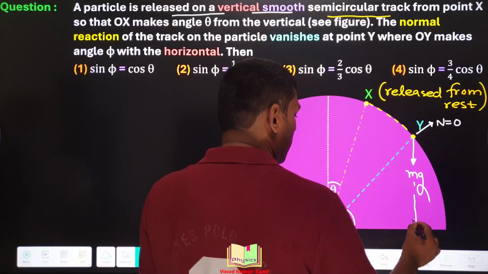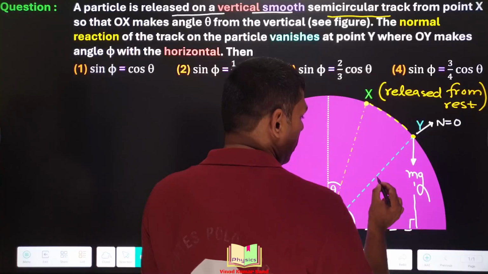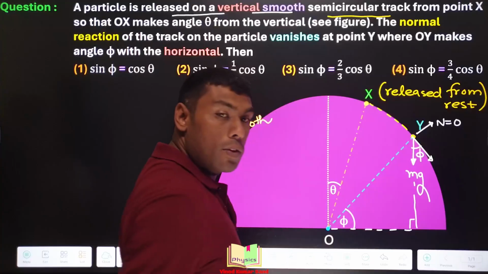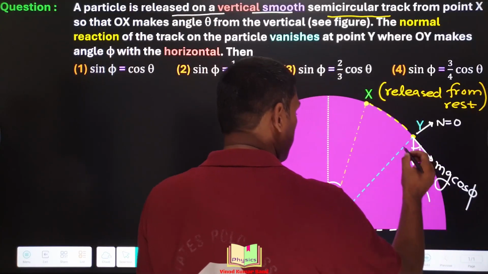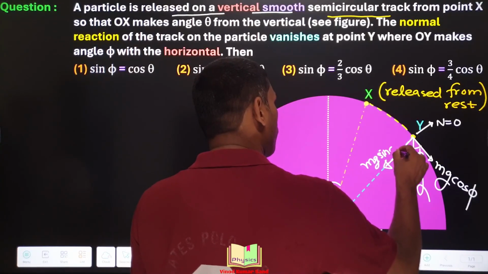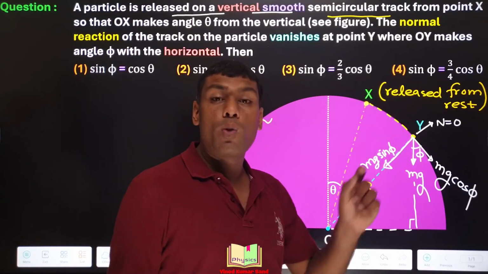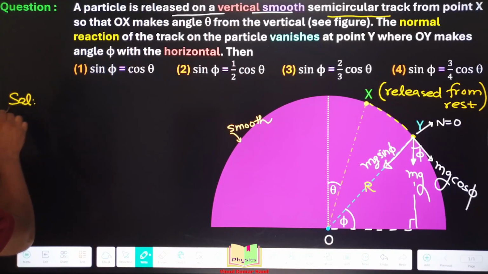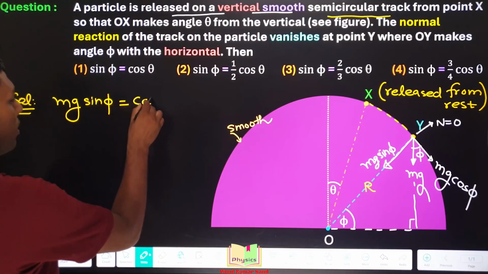If you drop a perpendicular here, you can complete a triangle. This angle is phi, this angle is 90 degrees. So the angle here would be 90 degrees minus phi, and this angle would be phi. So mg will have two rectangular components, mg cos phi and mg sin phi. This mg sin phi is basically the centripetal force because the particle is moving on a circular arc. So one thing we can write for the solution is that mg sin phi is the centripetal force.